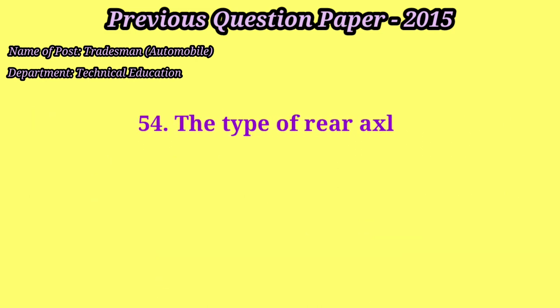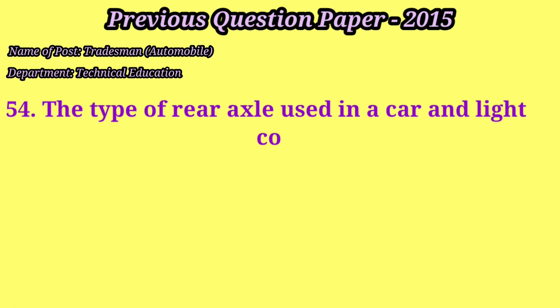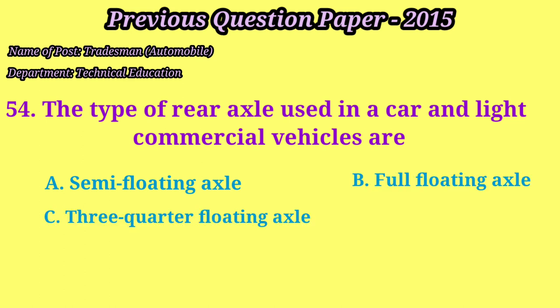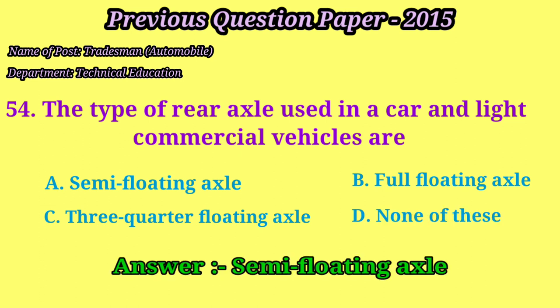54. The type of rear axle used in a car and light commercial vehicles are A. Semi-floating axle. B. Full floating axle. C. Three-quarter floating axle. D. None of these. Answer. Semi-floating axle.